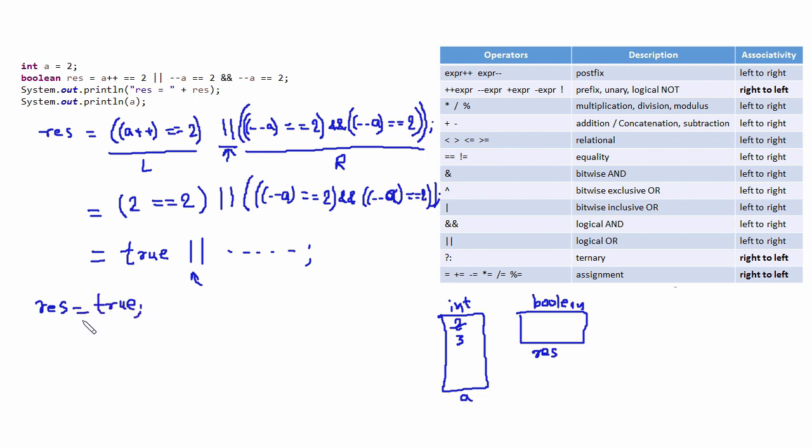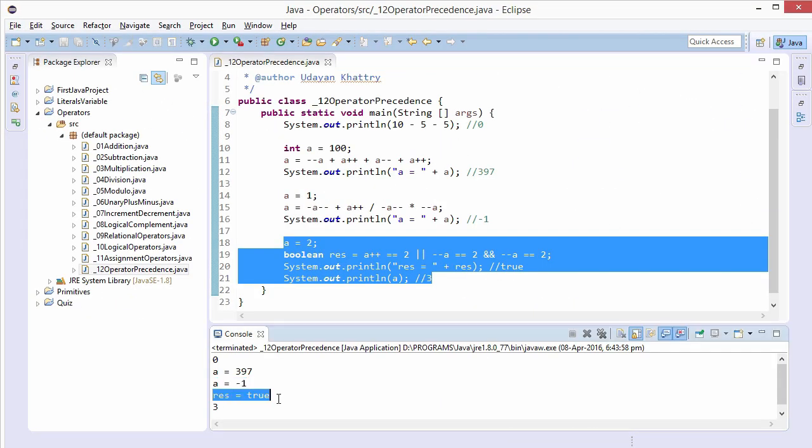This is an assignment operator. Assign true to res. So this statement will print res equals true, and this will print the value of a, which is 3. So the output will be true and 3. Let us verify this output. So res equals true and the output is 3.